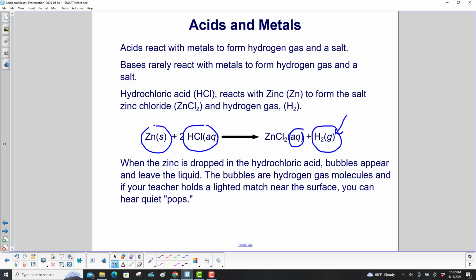When the zinc is dropped in the hydrochloric acid, bubbles appear and leave the liquid. The bubbles are hydrogen gas molecules, and if your teacher holds a lighted match near the surface, you can hear quiet pops.